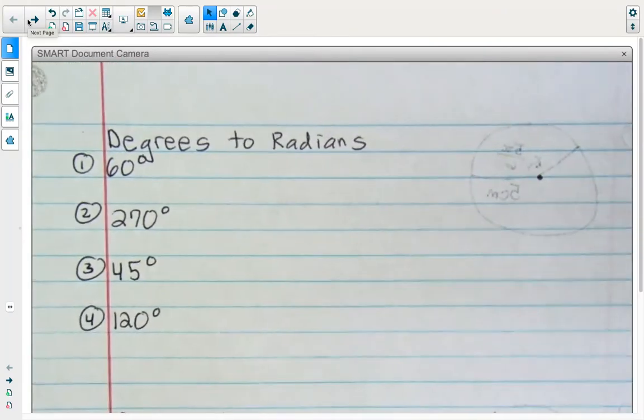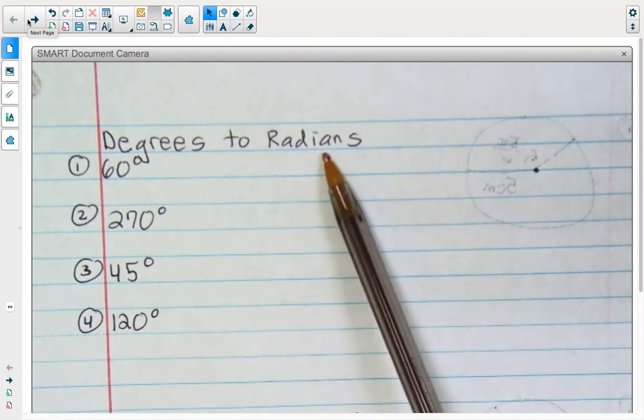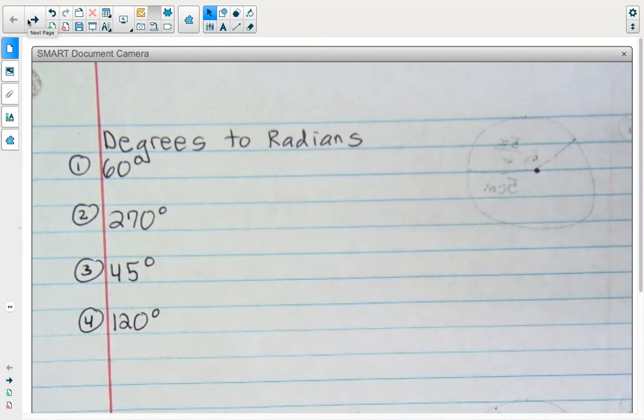All right, so here's the first way. First we're going to go with what you're comfortable doing. You're comfortable with degrees: 60 degrees, 270 degrees, 45 degrees, 120 degrees. I'm going to show you how to convert these angle measurements that are in degrees to this new word today called radians. So it's another way of still measuring our angle.